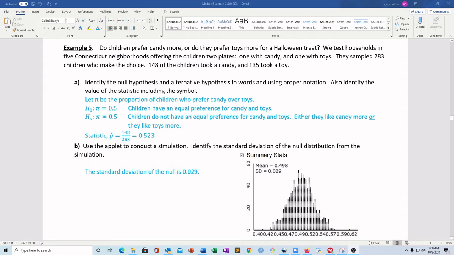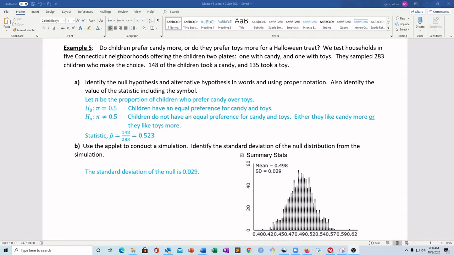In example 5, we're looking at the question, do children prefer candy more or toys more for a Halloween treat? We looked at 5 neighborhoods in Connecticut, offering children 2 plates, one with candy, one with toys. We sampled 283 children, 148 took candy, 135 took a toy. So A asks us to identify the null and alternative hypotheses as well as the statistic.